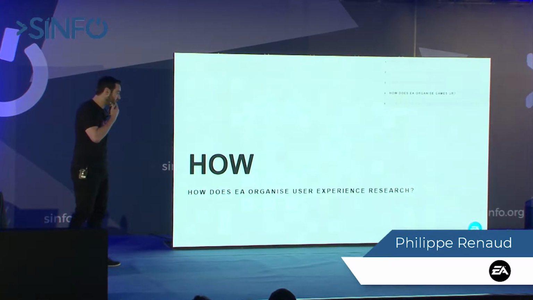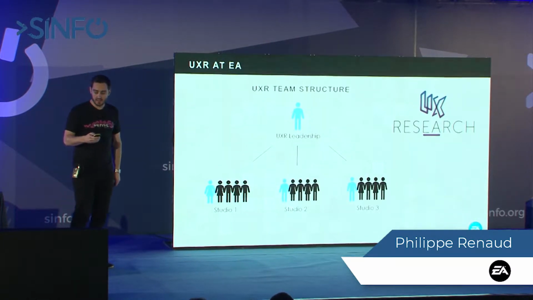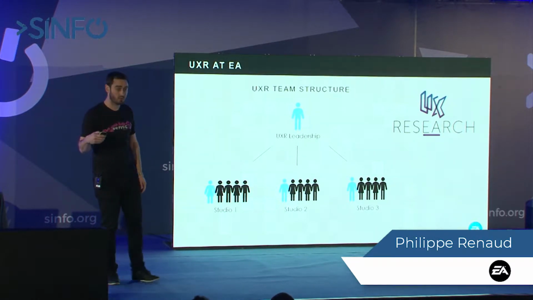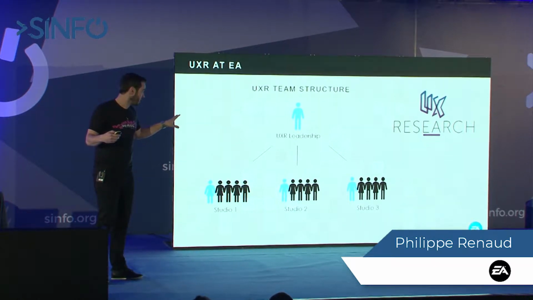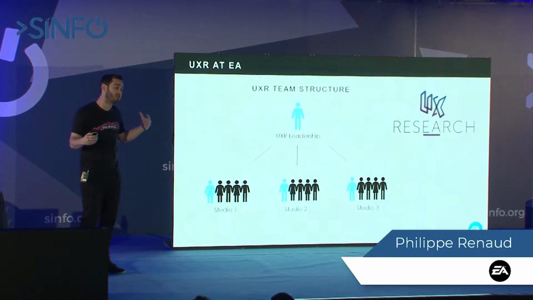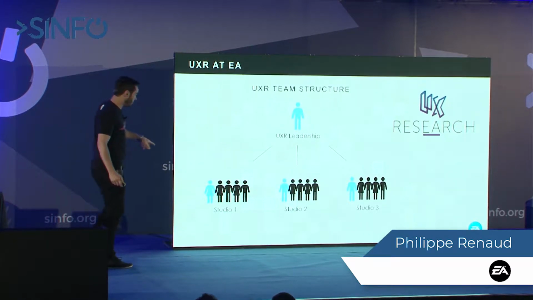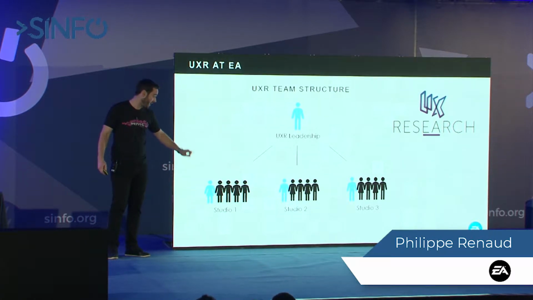How do we organize? How do we work? We are an external team, but what does that mean? UX research, this is our logo. This is how we communicate inside EA. Our leadership is in Vancouver. So basically our senior director and our directors are in Vancouver, where there's a big EA studio. But we work hand in hand, literally, like this picture proves it. We work hand in hand with the designers in the studio.